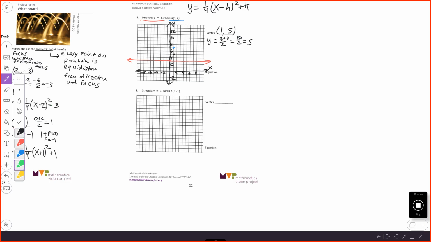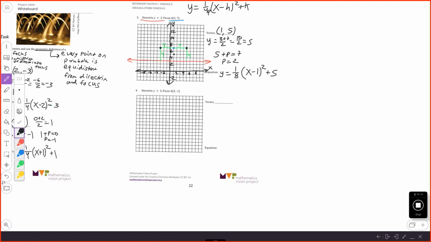So this time, I'm going to go 1, 2, 3, 4, and 4 to get a coordinate there. I know I did this before I found the P, but 1, 2, 3, 4, 1, 2, 3, 4 to find another coordinate there. My P value: I know that 5 plus P has to equal 7, so P is going to be 2. So it's going to be y equals 1 over 4 times 2, or 1/8, times x minus 1 squared plus 5.